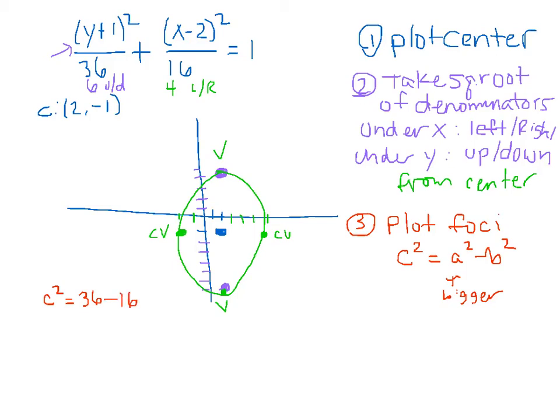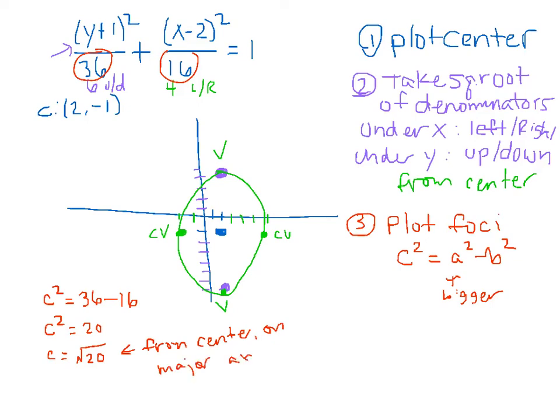So a squared is here. B squared is here. So c squared will equal 20. So c is equal to the square root of 20. That's always the square root of 20 from my center on the major axis. So this is from center on major axis. That's the longer one. So that means from my center, I'm going to go up and down, because my vertices go up and down, the square root of 20 units.